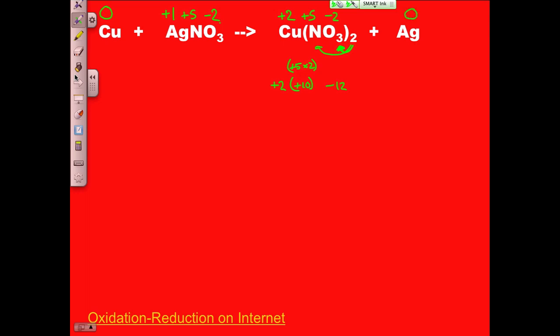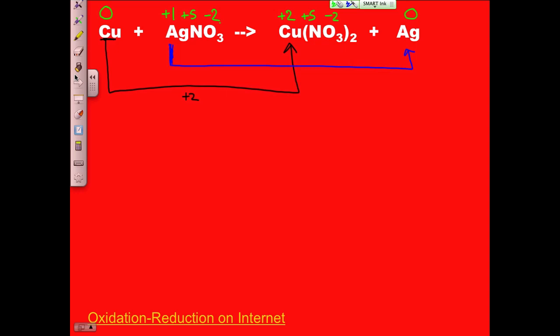0 because it's uncombined. Okay, so which one of these has been oxidized? Well, you're looking for the one that has changed. The copper goes from 0 to +2. So this one's gone up 2. And then notice that there's another one that has changed as well. The silver has gone down 1. So the copper went up +2, and the silver has gone down -1.